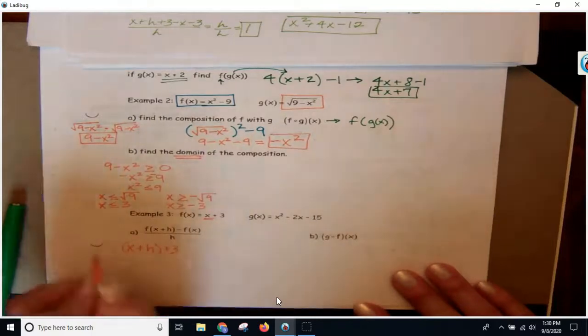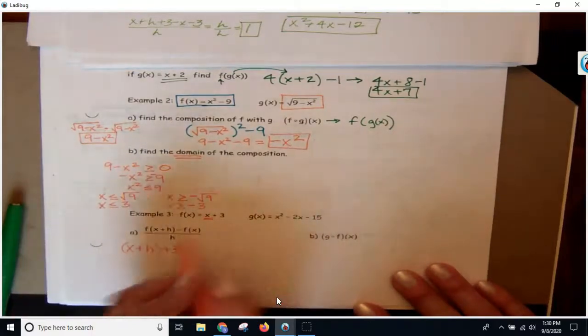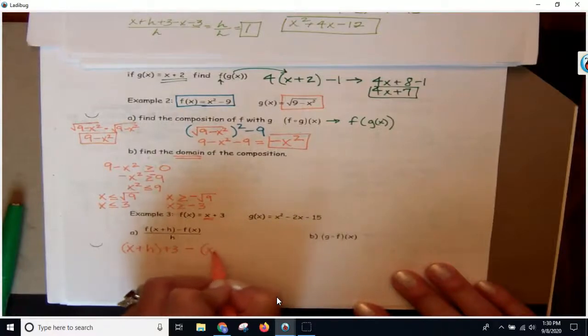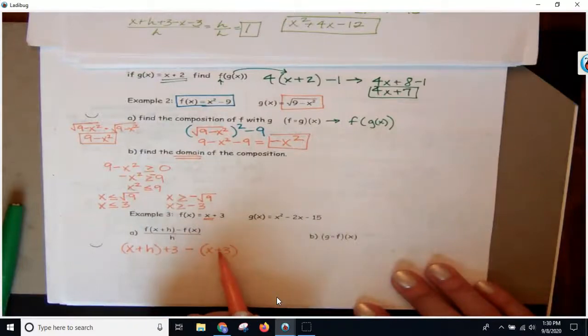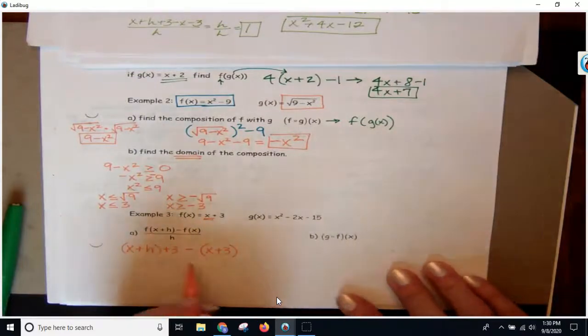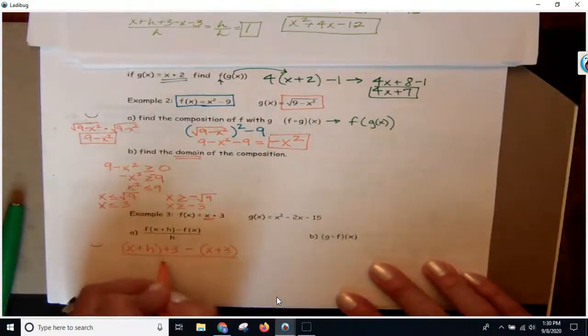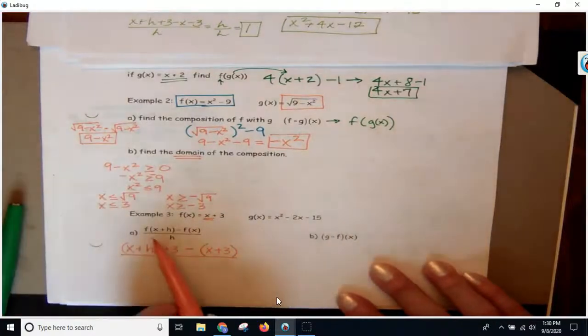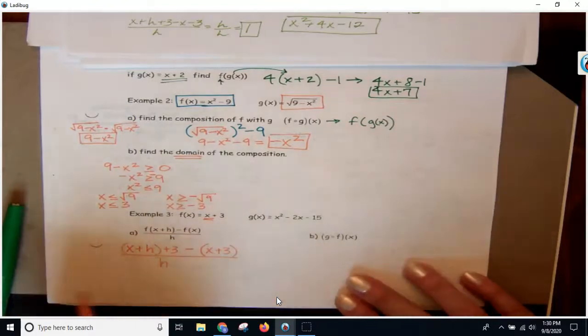plus 3 minus, and then f of x, which I'm going to put parentheses around, and the reason I'm doing that is because I know I'm going to need to distribute that negative. Please be very careful about that. All over h. So this is what you should get there. Pause and make sure you understand how to do that.